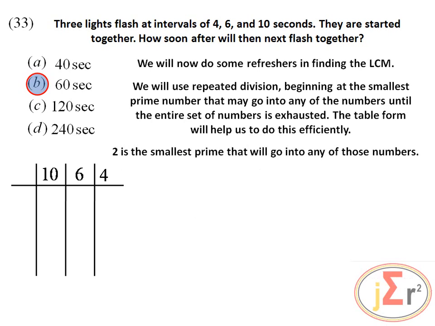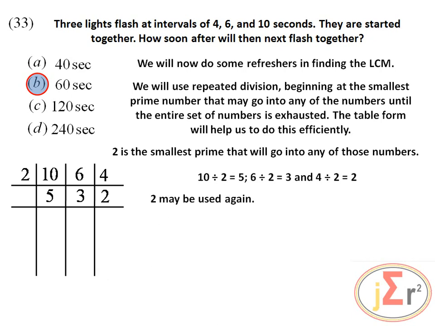So 2 is the smallest prime that will go into any of those numbers, of course, without leaving a remainder. So we use 2. Turns out that 2 can go into every single one of them. 10 divided by 2 is 5. 6 divided by 2 is 3. And 4 divided by 2 is 2.